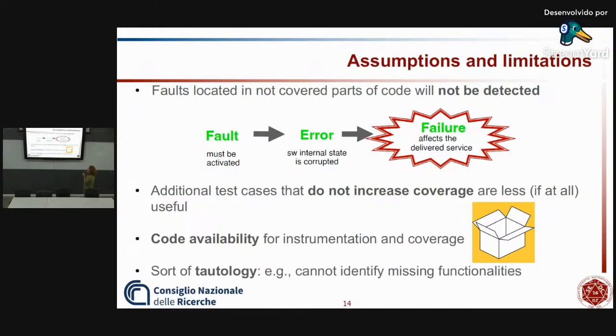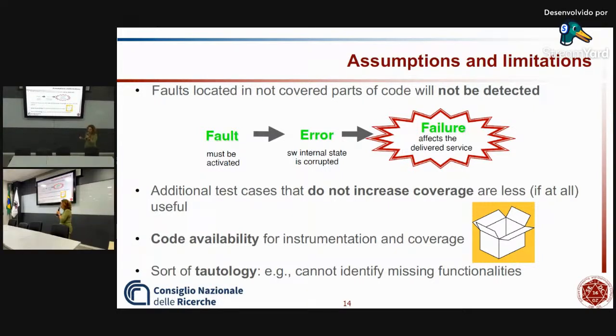And one other limitation is that only relying on coverage testing, so considering that additional test cases that do not increase coverage are less useful, is a sort of tautology. Because, for instance, you can continue to test, so to cover all the lines in the code, but this code is missing some functionality, is missing to do something that it should do, you can never discover this doing coverage testing. That is why we normally try to combine coverage with functional testing.